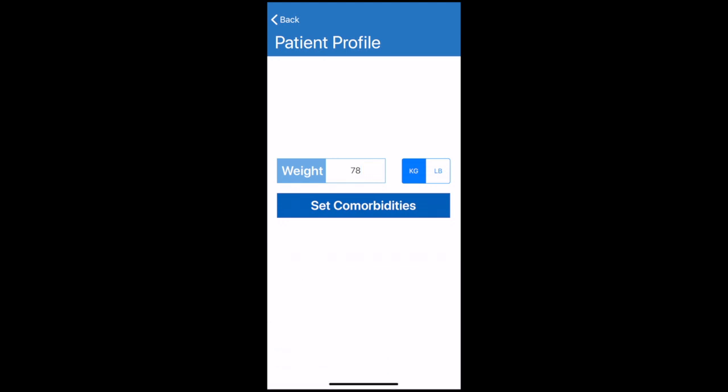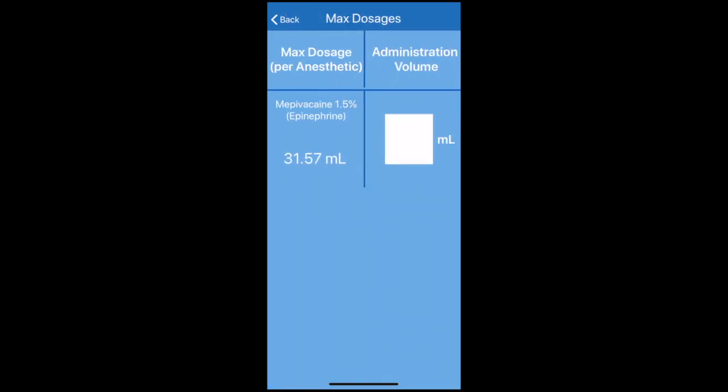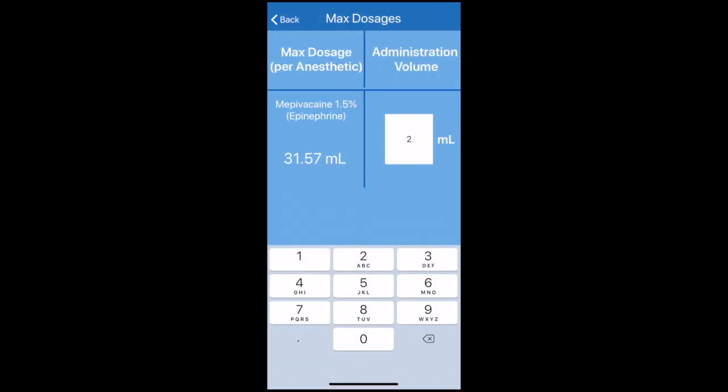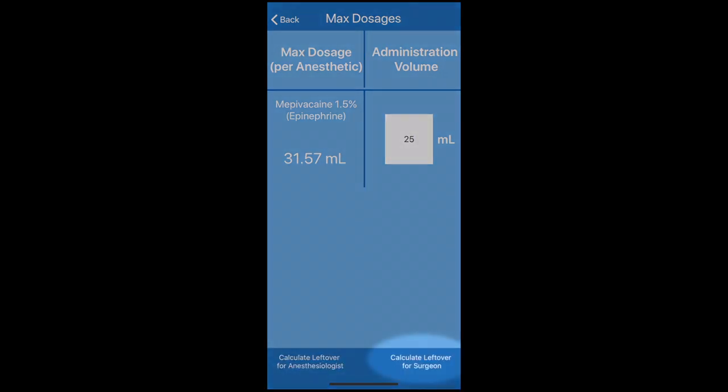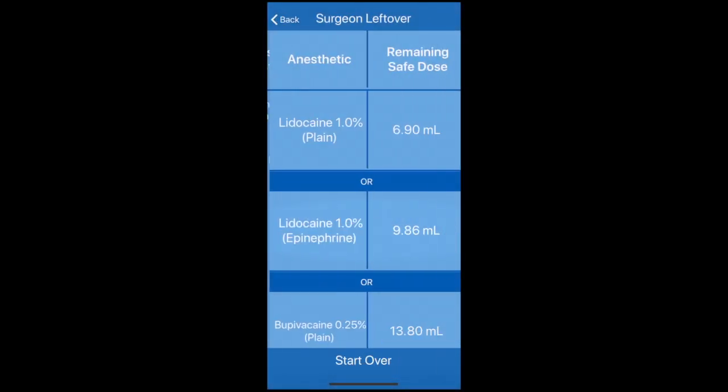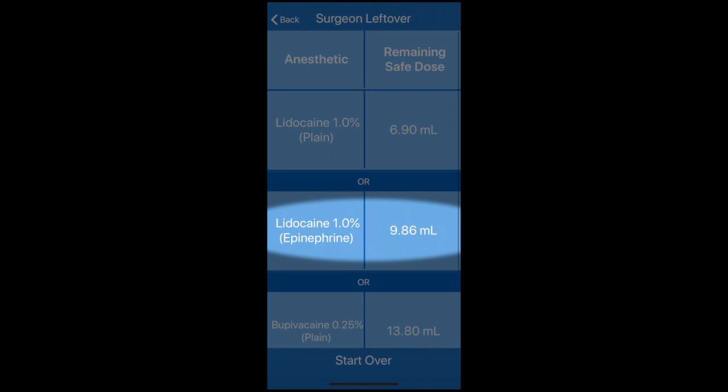Our case was a 78-kilogram male with end-stage renal disease. Based on this calculation, we were allowed 31 milliliters of local, and we used 25. With calculating the leftover for the surgeon, we came up with 9.86 milliliters.